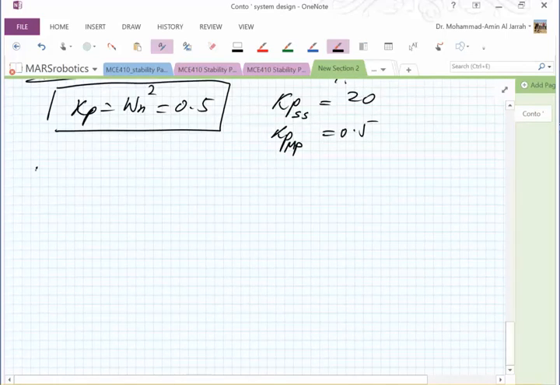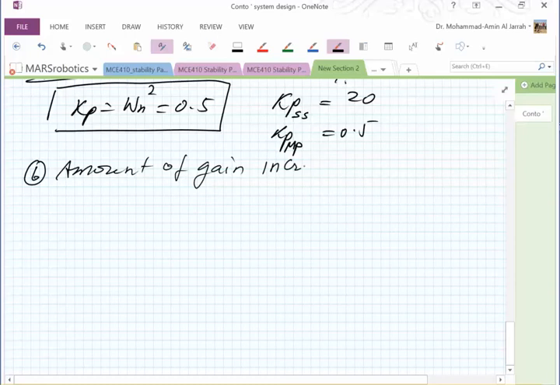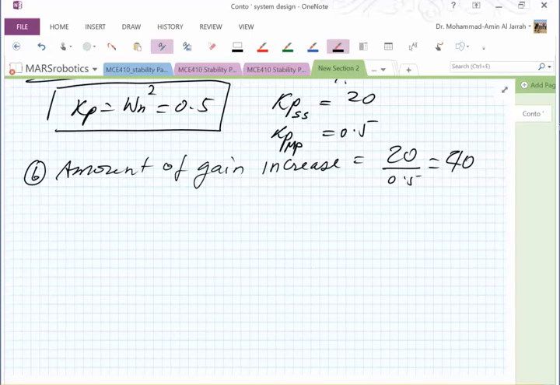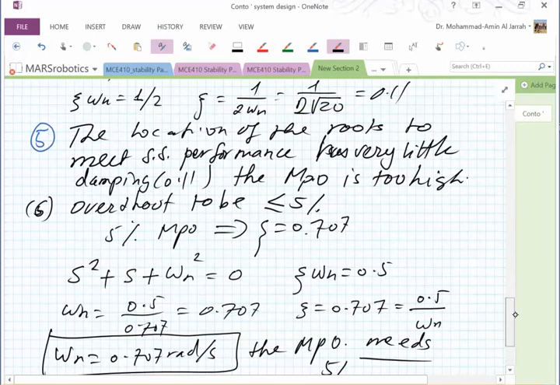Yeah. Well, we need to calculate the amount of gain increase. Just a minute, okay? Yes, we're just going to ask about Kp. Yeah, we found omega n is equal to 0.70. Mhm. Just put it. Yeah.